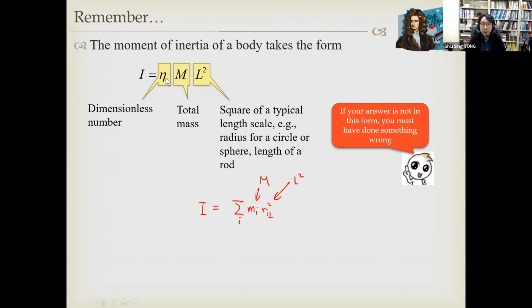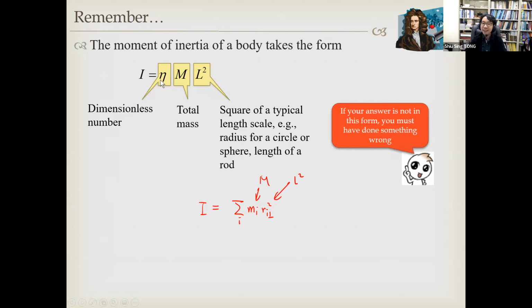Eta is the numerical constant. L is a typical dimension of the object. For a circle, that is the radius. For a square, that may be the side of the square. And for a rectangle, that may be the length or width of the rectangle or a combination. It depends on the typical length scale of that object. The mass is the total mass of the object, and eta is a dimensionless number. In order to find that number, you have to rely on integration. If you have an object of different shape, you have to rely on integration just to find out this number.